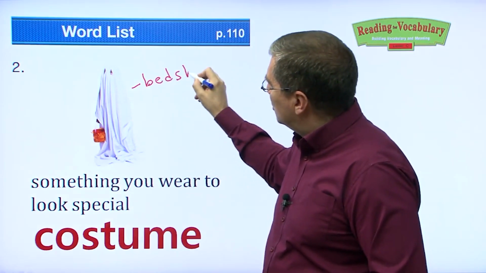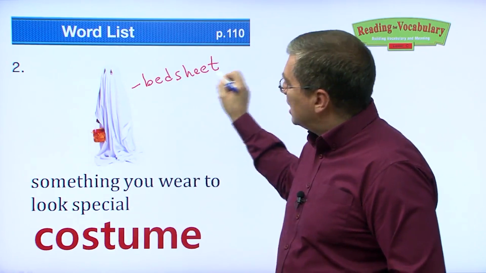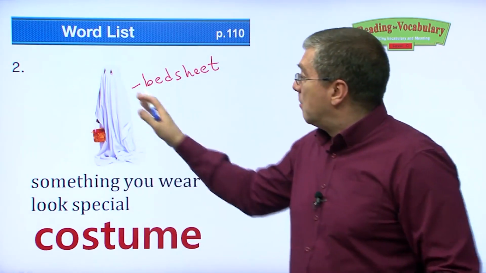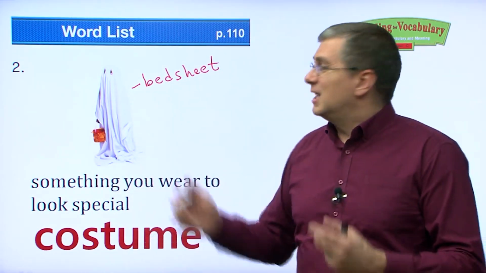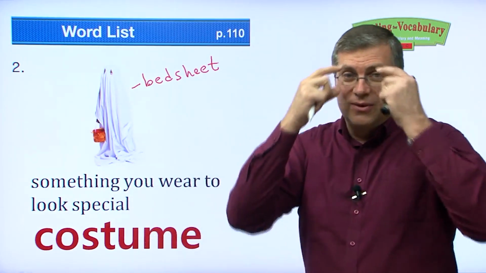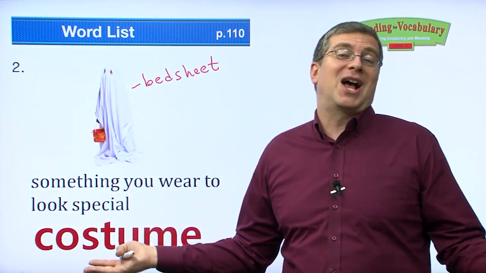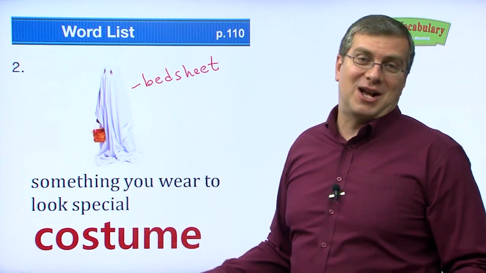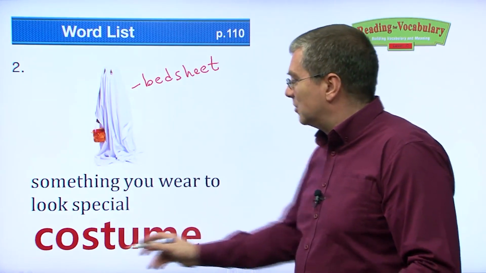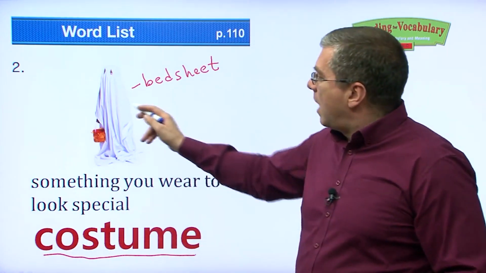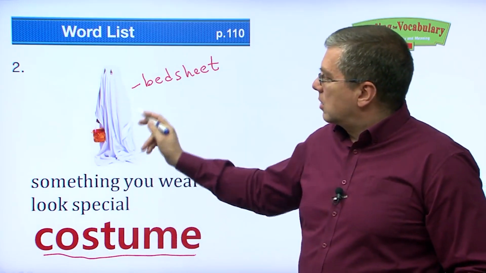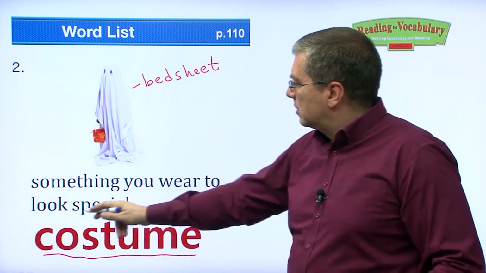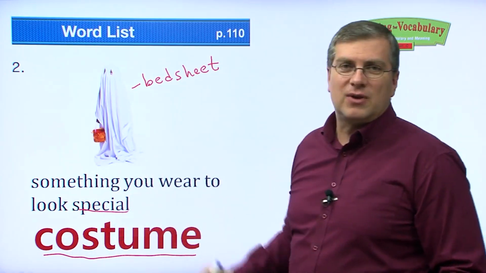A bed sheet. It's a sheet of cloth you put on your bed. Mom took it, maybe it's an old bed sheet, and she cut 2 holes in it for the eyes. That's a very simple costume. It's a very cheap costume too, but it's a costume. Now, why would a boy or girl wear a costume to look special, especially this type of costume?